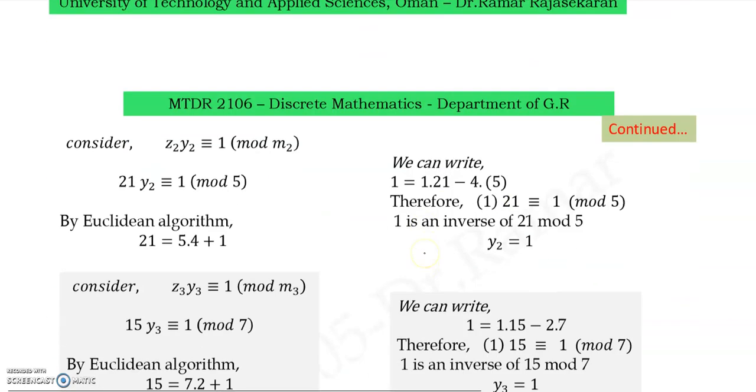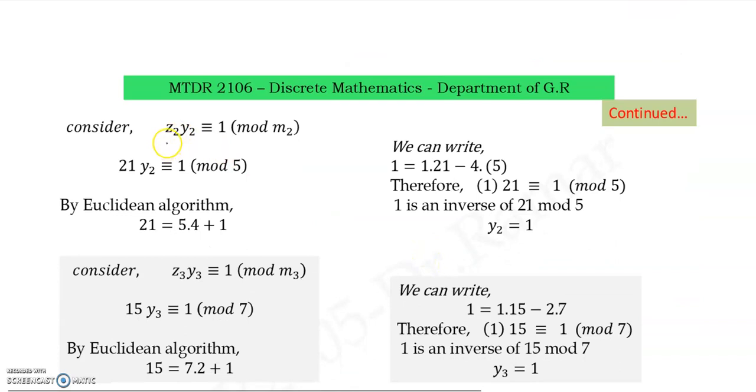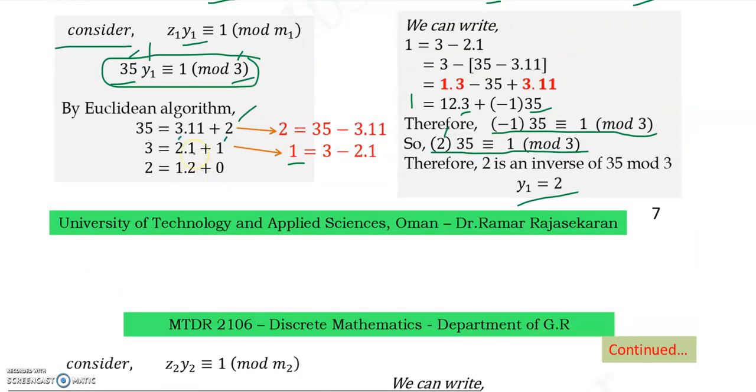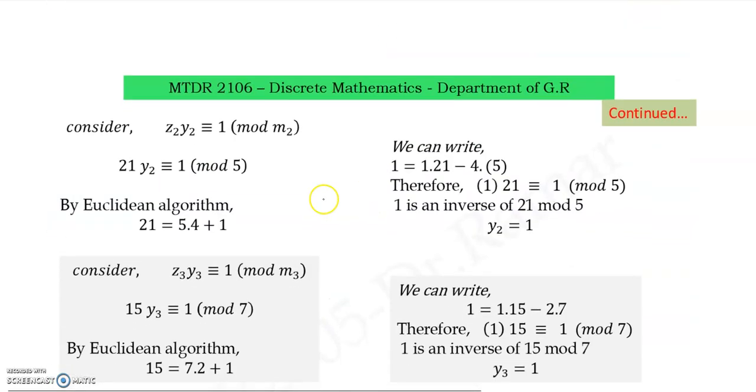Similarly, from this equation z2 y2 congruent 1 modulo 5, I can write z2. Already we have found z2, that is 21. So I write here 21 y2 congruent 1 modulo 5. So by the Euclidean algorithm 21 is equal to 5 multiplied 4 plus 1. Then I can rewrite 1 is equal to 1 multiplied 21 minus 4 into 5. We have done so many questions earlier. So now from this I can write this linear congruence. So I can say 1 is an inverse of 21 modulo 5. So y2 is 1. That is how to find y2.